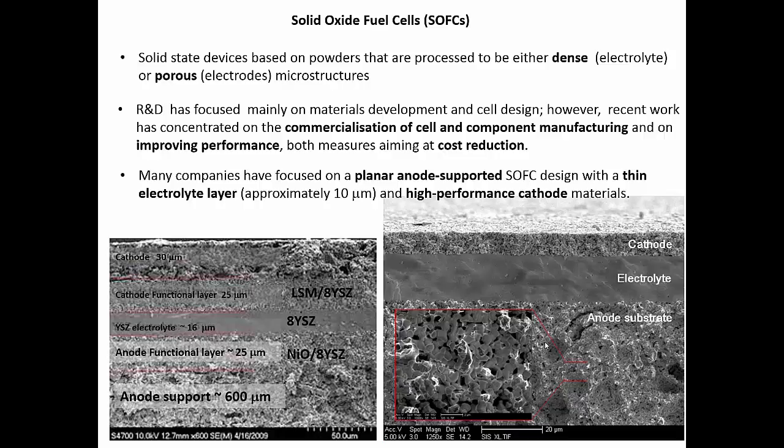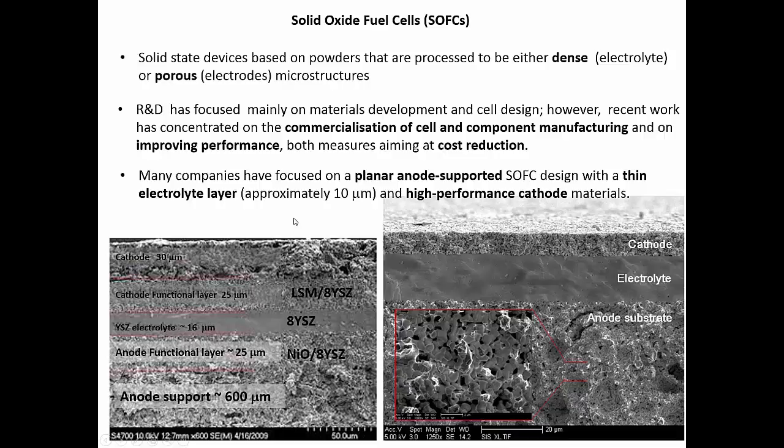Most companies are now focused on the planar anode supported solid oxide fuel cell design with a thin electrolyte layer. So you can see in the left hand diagram here is a solid oxide fuel cell where the electrolyte, the 8YSZ, is as thin as 16 microns. And you can see here that between the cathode and the anode we also have other functional layers which interface to try and help with the performance of the device.